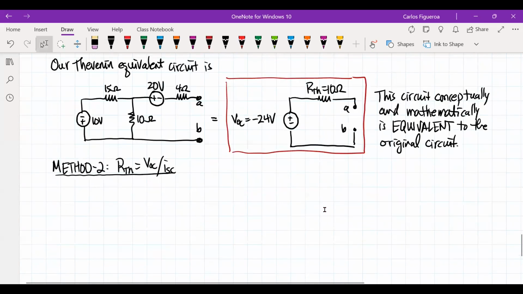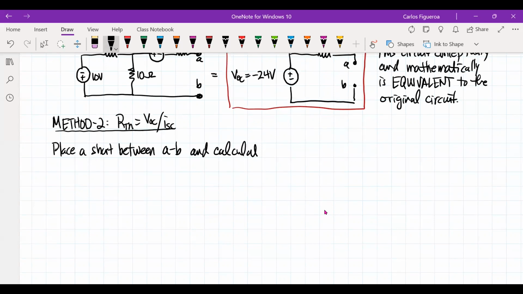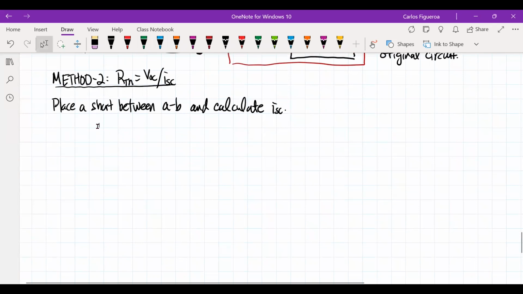So what we've got to do here is the same thing as before. Now we're going to place a short between A and B and calculate I short circuit. So if I look at my circuit, it's got to look something like this.